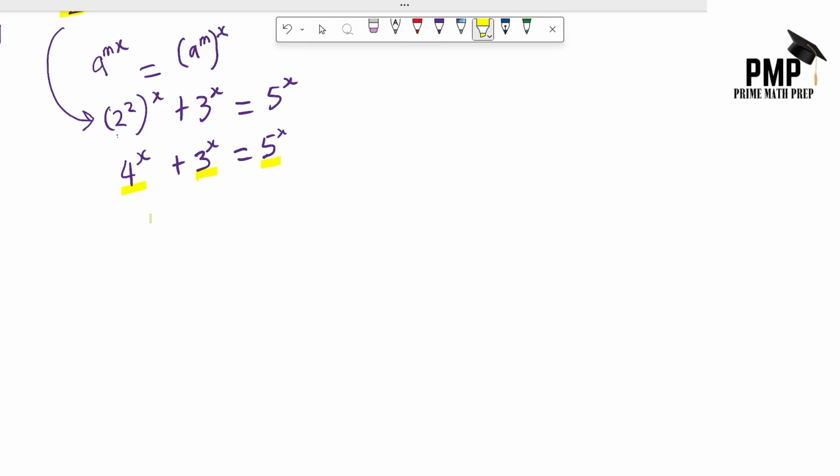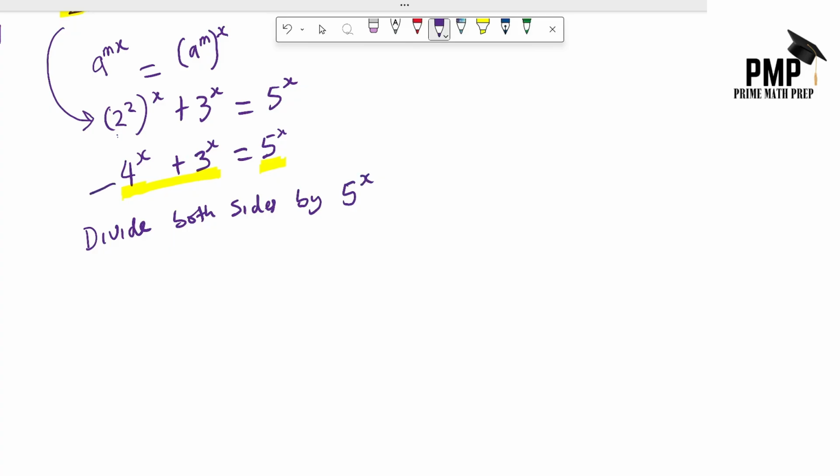If I'm to solve this, which we are already doing, pay attention. I would like to force a 1 into this equation. What do I mean? I would like to equate everything here to 1. And how do I do that? I will have to divide both sides by 5 raised to power x.